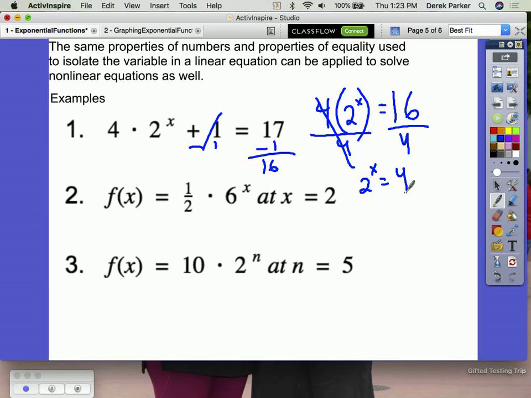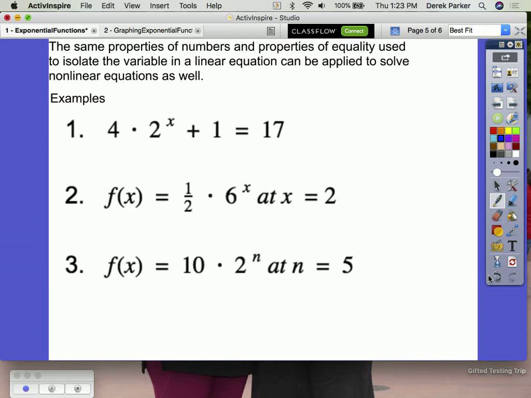Now, the only difference is instead of doing an operation, you have to think about the rules of perfect squares. 2 to the what power equals 4? In this case, x equals 2. So the exponent in this problem is 2.